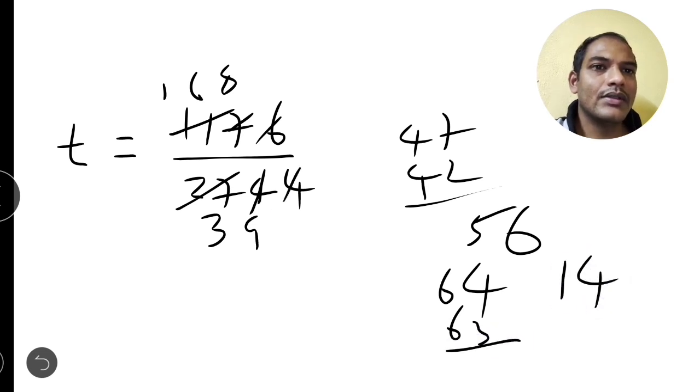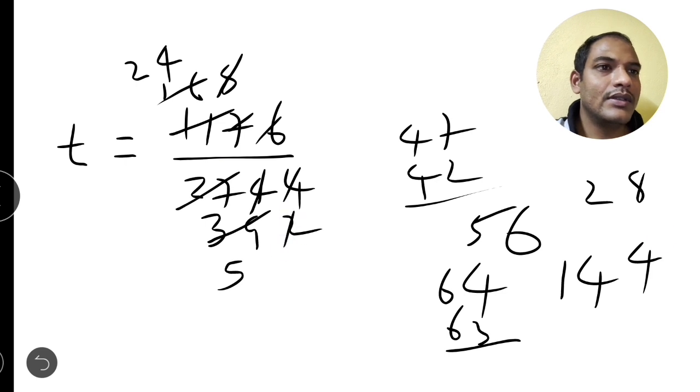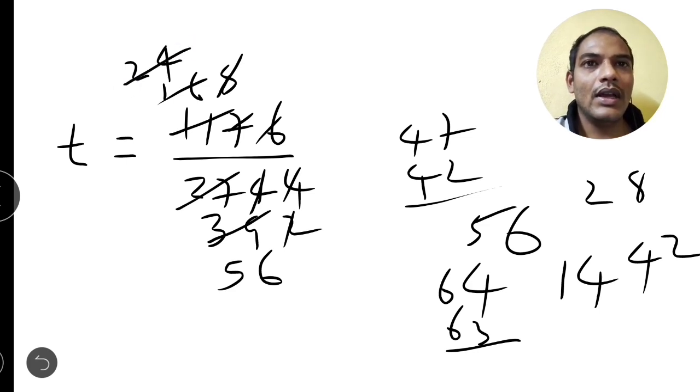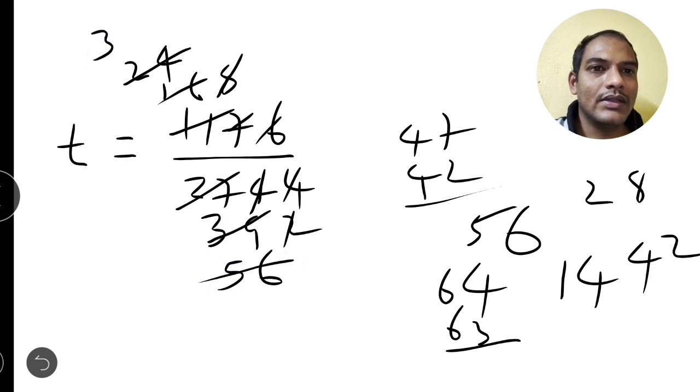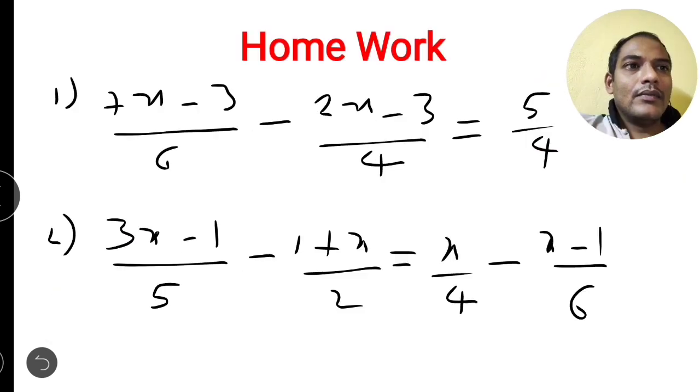Next digit 4. 7 2s are 14. 2 remainder. Next digit 8. 7 4s are 28. Here 7 5s are 35. 4 remainder. Next digit 2. 7 6s are 42. Now 24 and 56 both are in the 8 table. 8 3s are 24, 8 7s are 56. So the final answer is 3 by 7. So the required answer is 3 by 7.